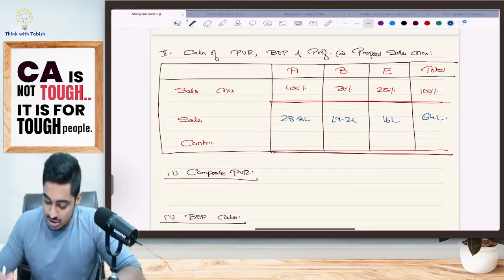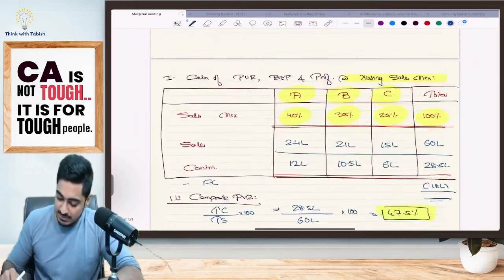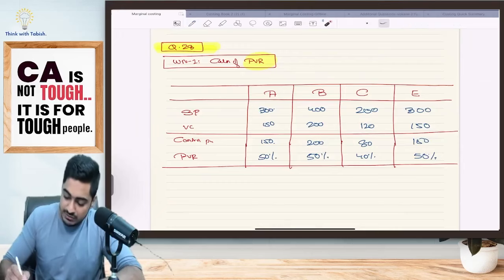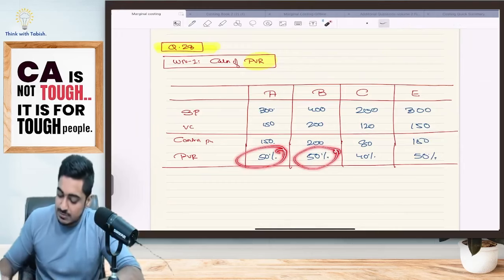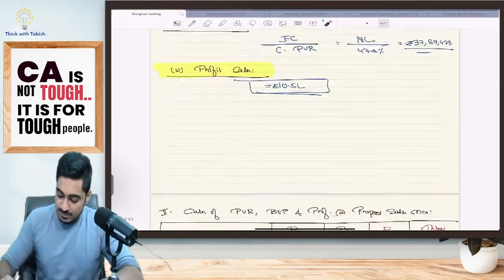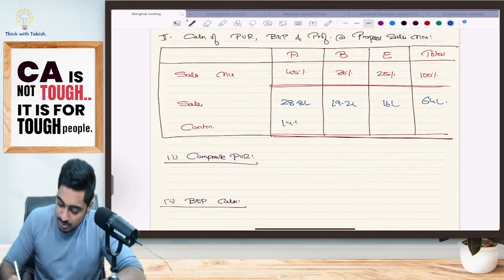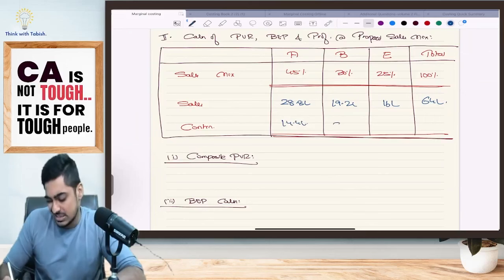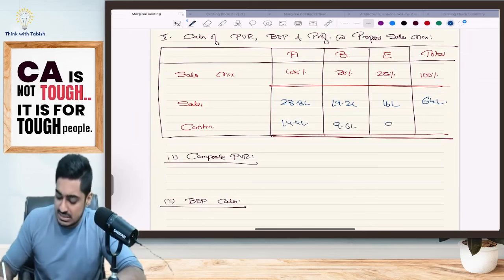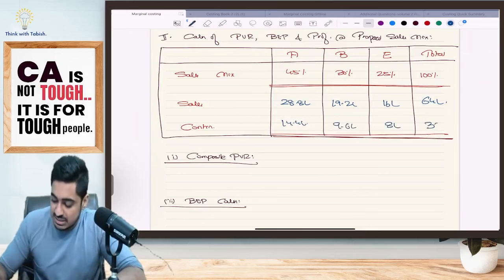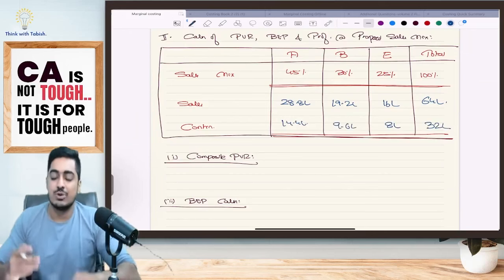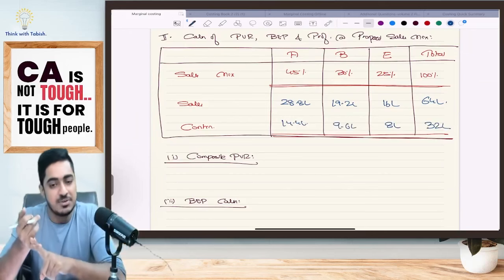Now comes contribution. Tell me A, B and E, what is my PV ratio? Sir, A gives me 50%. B gives me 50%. E gives me 50%. Yes or no? So 28.8 lakh means 14.4 lakh. 19.2 means 9.6 lakh. 16 means 8 lakh. That means 32 lakh. Yes or no?